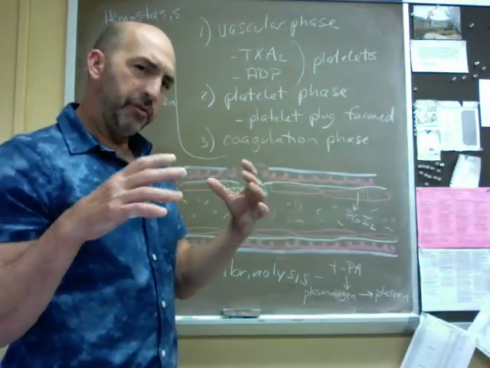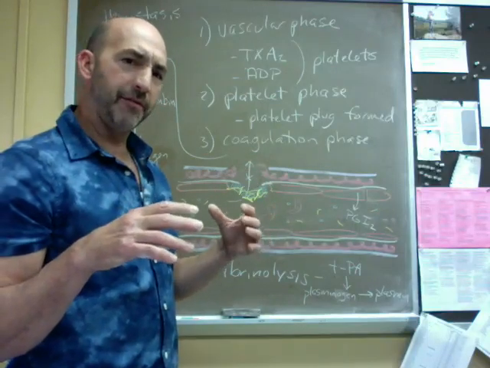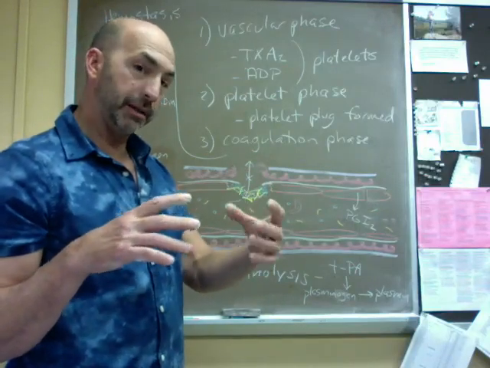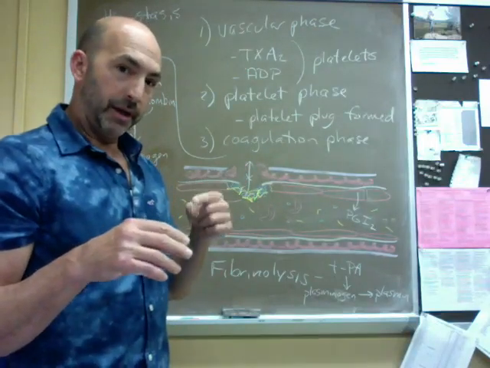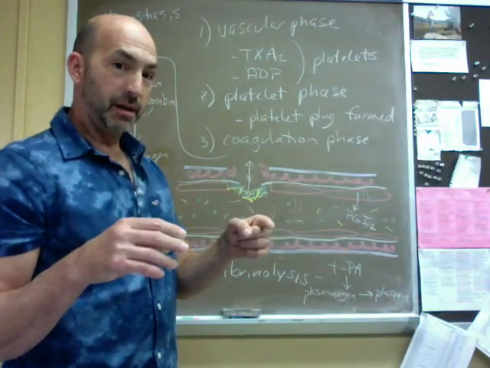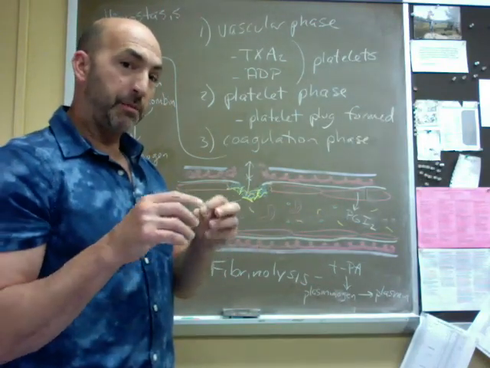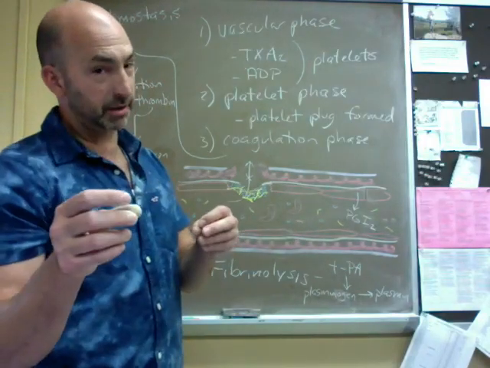But that blood that's not moving real well will sort of spontaneously clot and form a clot that's not on the wall. It's sort of free floating. That's called an embolus, right? A thrombus can break free off of the wall to become a free-floating clot, which is an embolus. So thrombus can lead to an embolus.